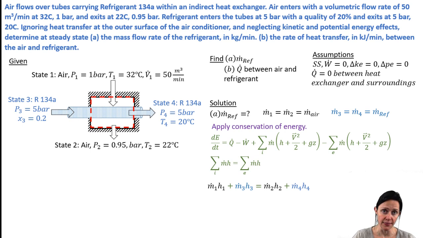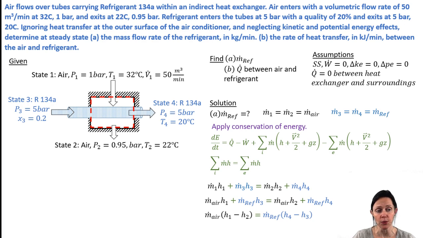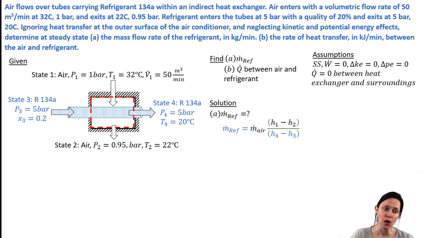So going in, I've got things going in at 1 and at 3, and things going out at 2 and 4. And then I replace the 1, 2, 3, and 4 with refrigerant, REF, and air. And I got that from my conservation of mass. And then I just rearrange to get all my like terms together, and then I solve for the mass flow rate of the refrigerant.